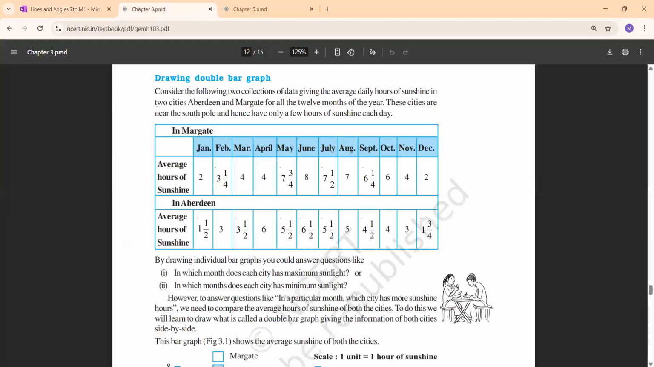Guys, I'm pasting this here. So first make this table. All of you make this table. When you are done, then I'll show you the graph.